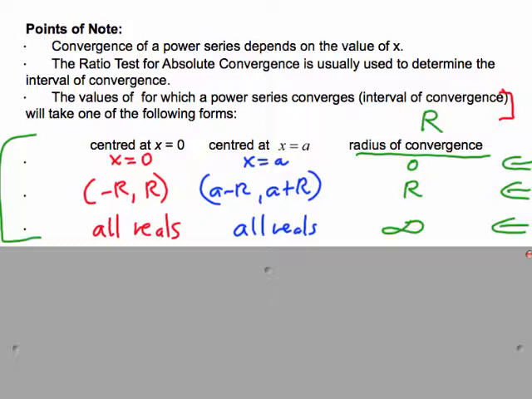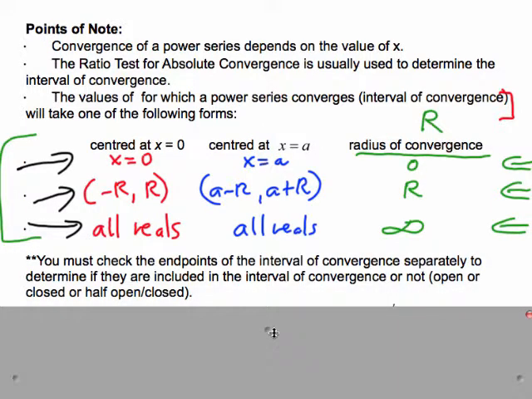In the last example I did, it had a form between negative 1 and 1, which was this. In the last video, when I checked the interval of convergence for sine x, we found it was all reals. But it can also be just the center point in some situations. The last thing I need to emphasize, though, with the interval of convergence is that you must check the endpoints of the intervals of convergence separately to determine if they're included in the interval of convergence or not.